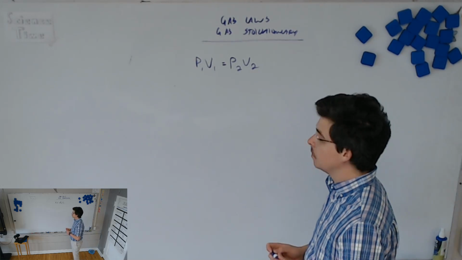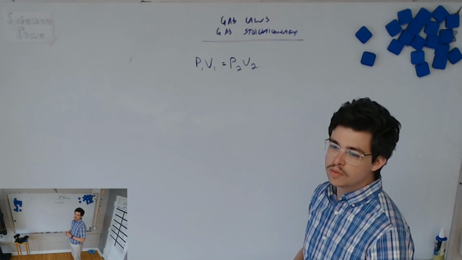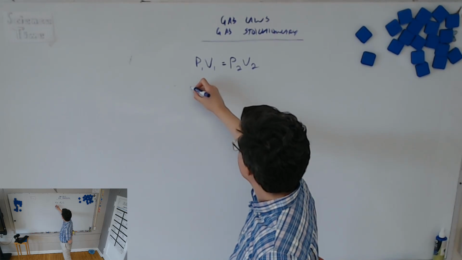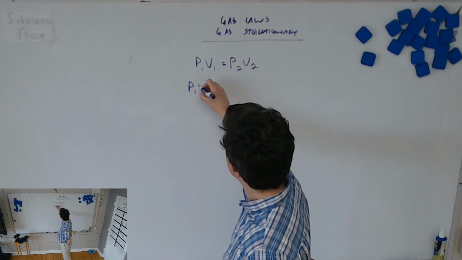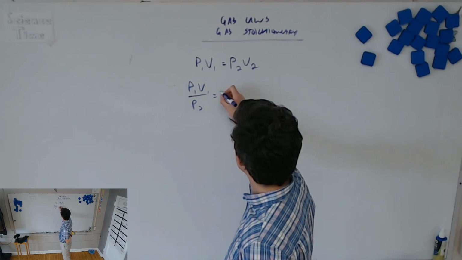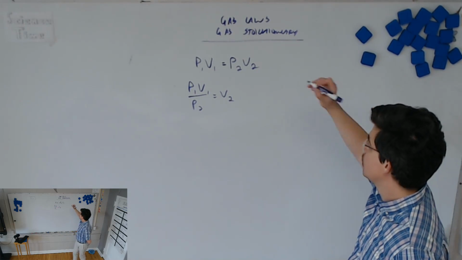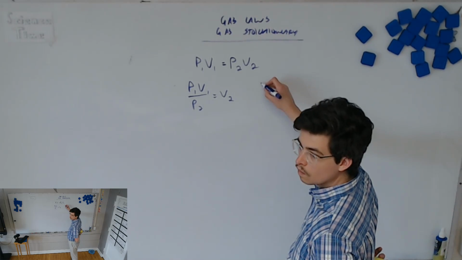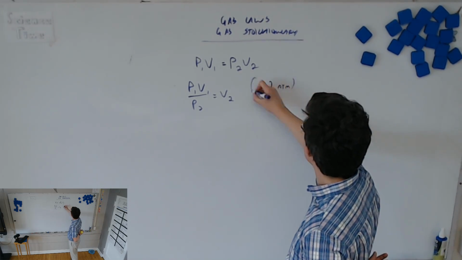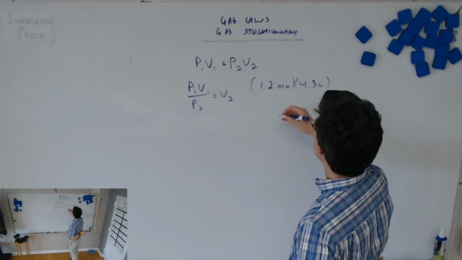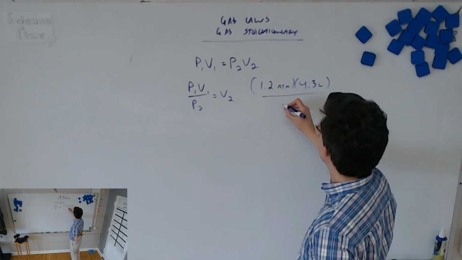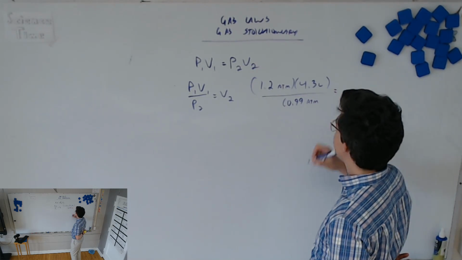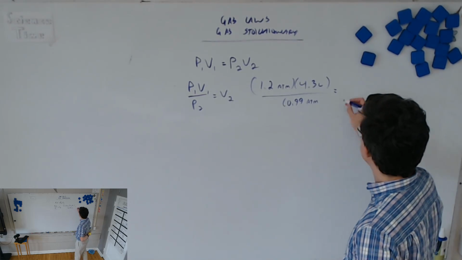Aisha, how should my manipulation look? You would divide over P2. Yep, so we end up with P1 V1 over P2 equals V2. Now we can substitute. Correctly substituted in, it's 1.2 atmospheres times 4.3 liters over 0.99 atmospheres. Okay. Answer? It's 5.2 liters.